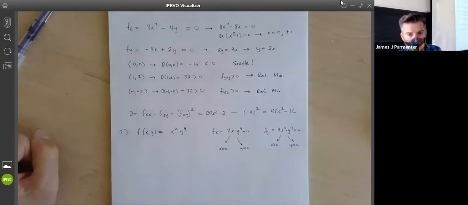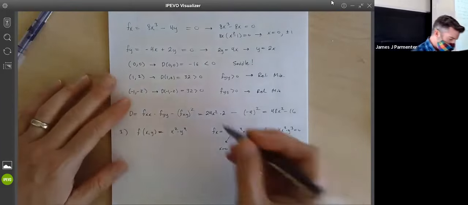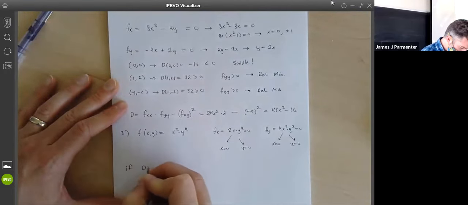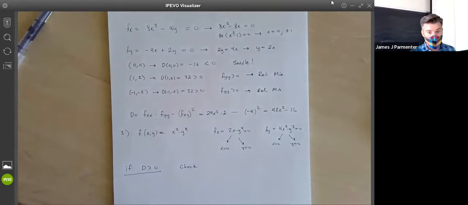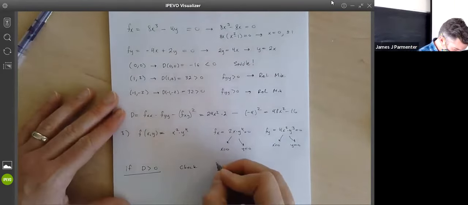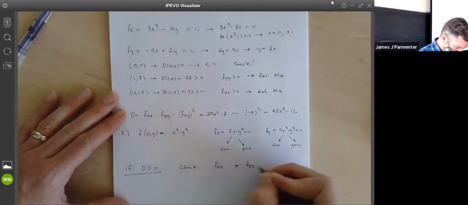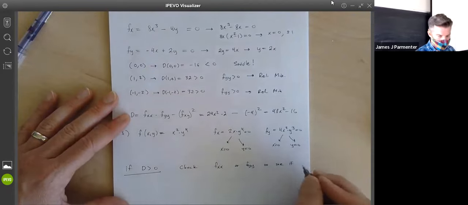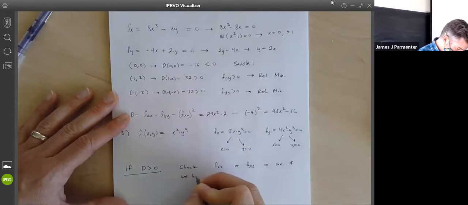How do you know when to use f_xx or f_yy to check for a relative maximum? So we know that we need to use them if D is positive. If D is positive, we check either one. It doesn't matter which one you check, because if D is positive, they have to be the same sign. So check f_xx or f_yy to see if we have a max or a min based on the concavity.